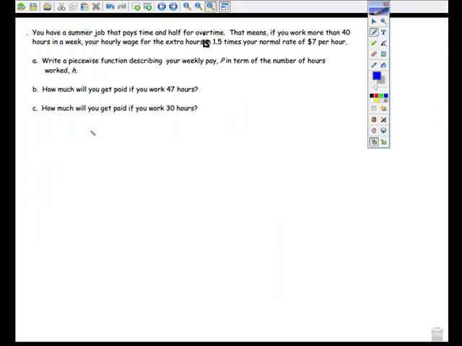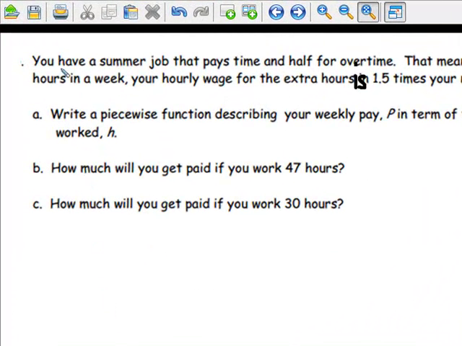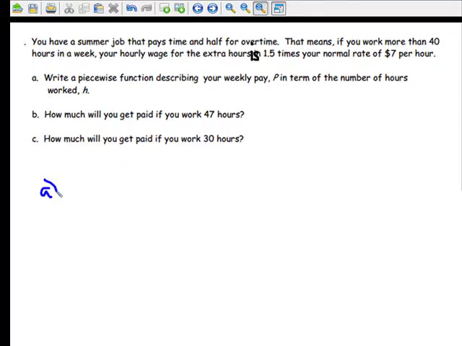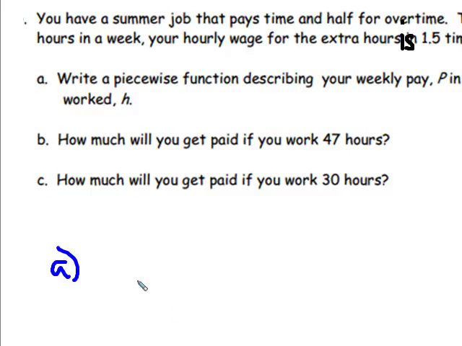So again, here we're going to go ahead and see a piecewise function in action. You have a summer job that pays time and a half for overtime. That means that if you work more than 40 hours a week, your hourly wage for the extra hours is 1.5 times your normal rate of $7 per hour. So in part A, they want us to write a piecewise function. So P is your weekly pay, in terms of the number of hours you worked.